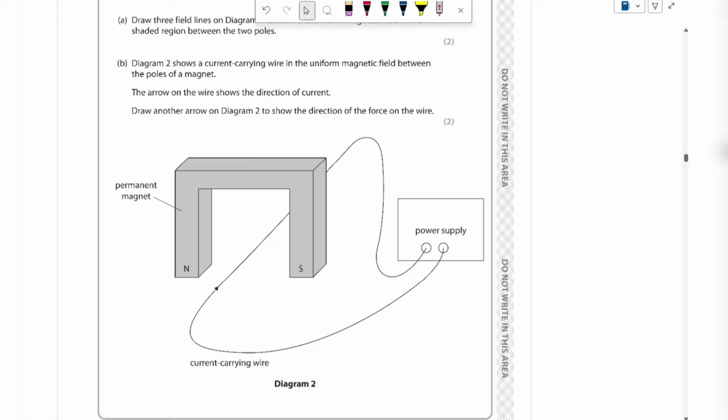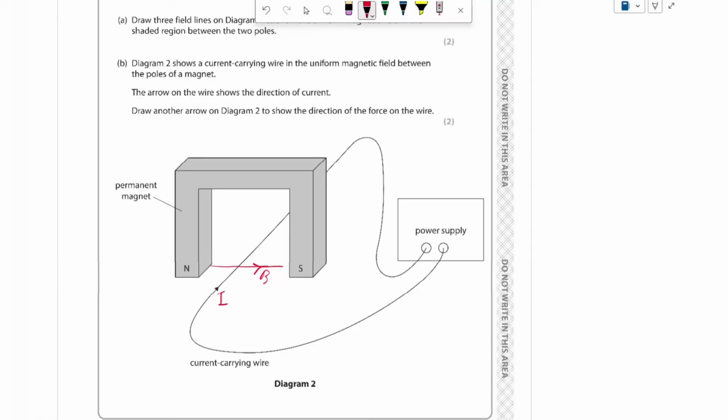Right, so we have the current going through here like this. We have magnetic field going across like that. The shorthand for magnetic field is B. The shorthand for current is I. Draw another arrow to show the direction of the force.